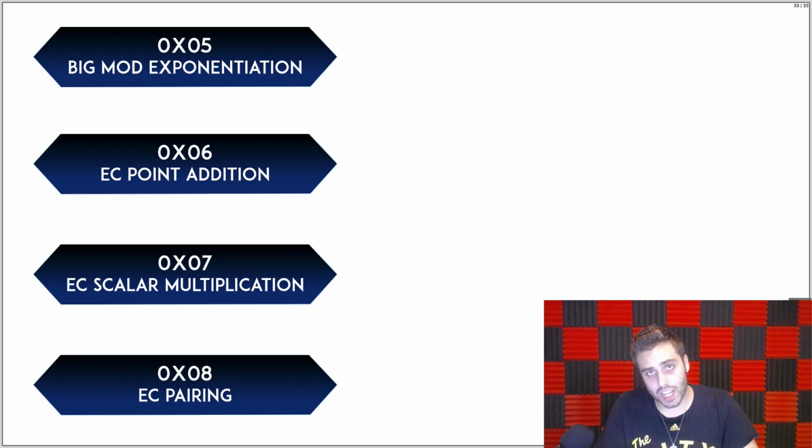So the precompiled contract at 0x05 allows for efficient big mod exponentiation, which will allow for efficient RSA verification inside of smart contracts. Okay, but what are these other contracts? So the 0x06, 0x07 and 0x08 contracts are all going to deal with elliptic curve cryptography functions.